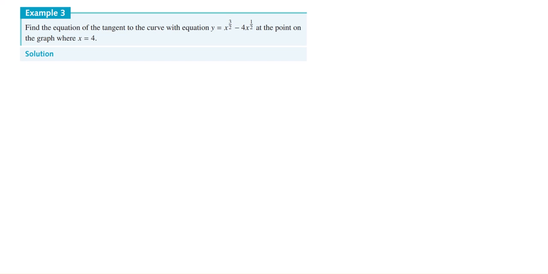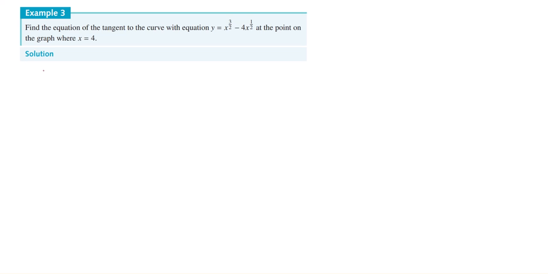Example 3. Find the equation of the tangent to the curve with the equation y equals x to the 3 on 2 minus 4x to the half at the point on the graph where x equals 4. So we're going to need two things: the gradient, which we'll get by the derivative, and the point, which we'll get by subbing x equals 4 into the original equation. So let's get the point first.